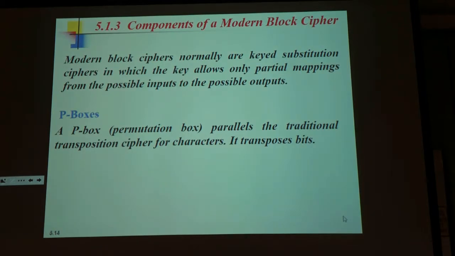Now, modern block ciphers are normally keyed substitution. There's a key. Okay, keyed substitution. We'll see it in a second. So for example, we have P-boxes, permutation boxes. It's parallel to traditional transposition.